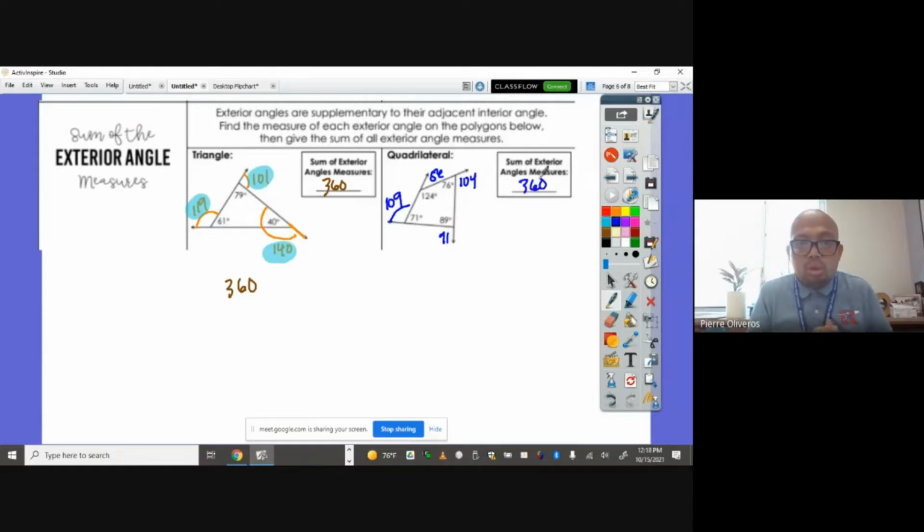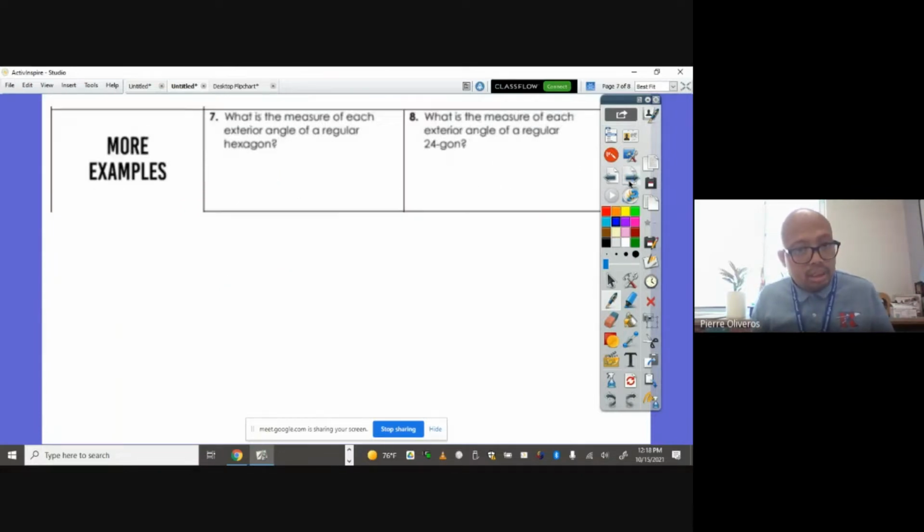To make the story short, the sum of the exterior angles of a polygon is always equal to 360 if you add them all up. So the sum of all exterior angles is equal to 360. No matter how many sides you have, it's always going to be equal to 360.